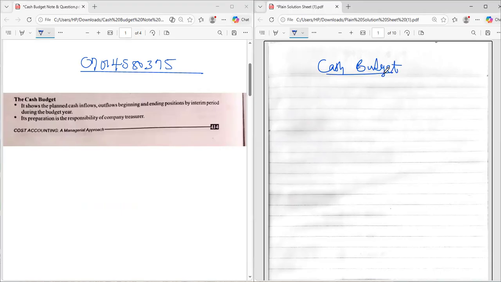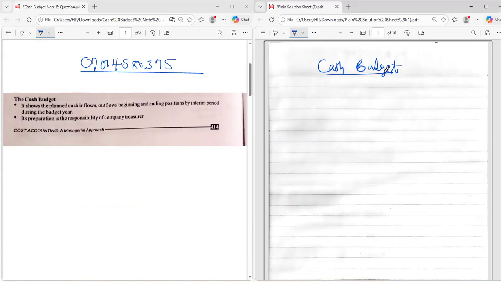Okay, cash budgets. We've looked at flexible budgets. So let's look at cash budget. Then, in the long run, as we proceed, we'll look at operational budget.